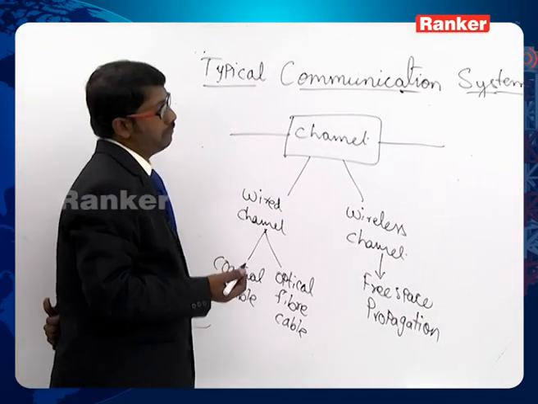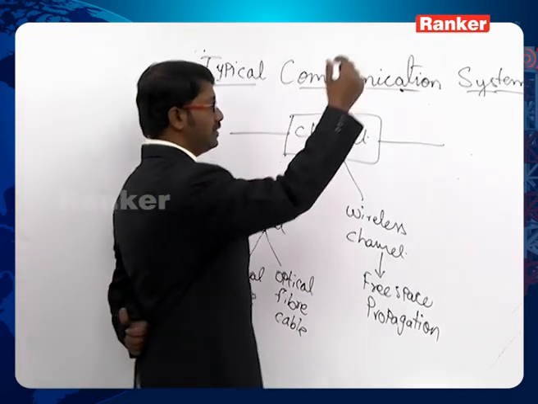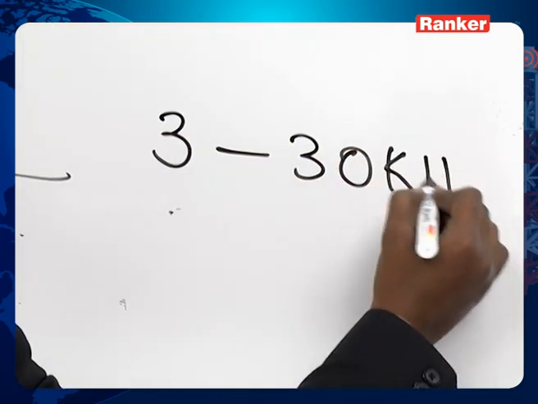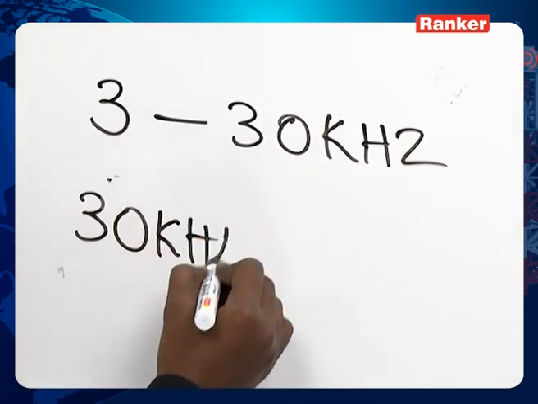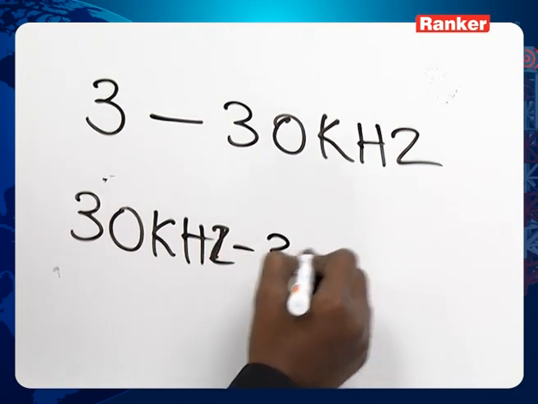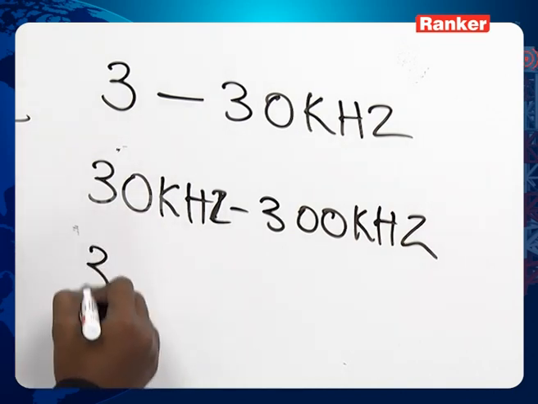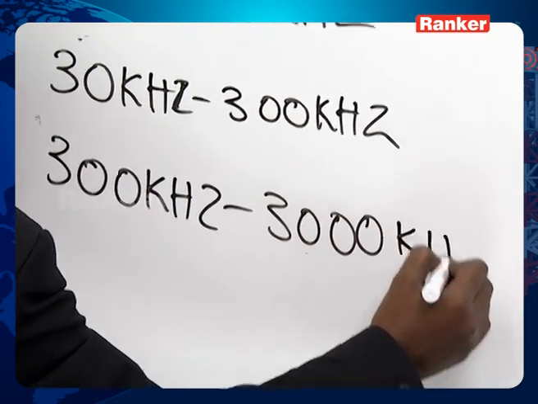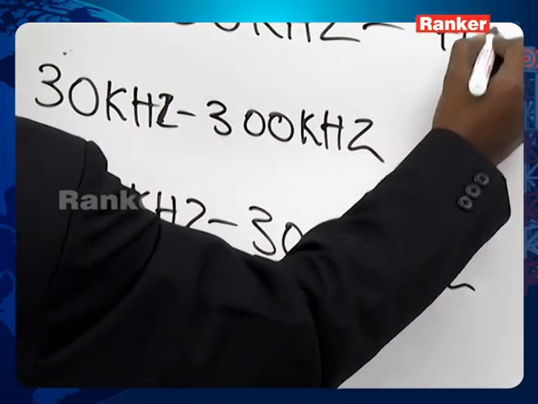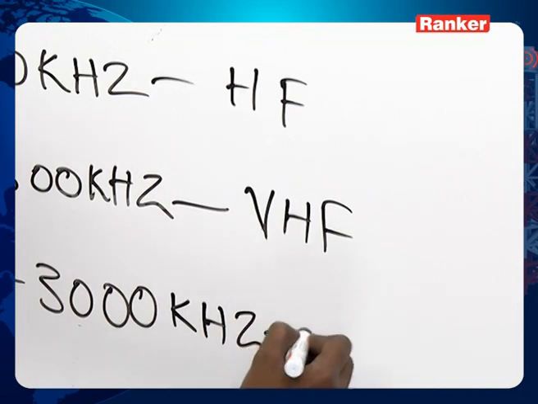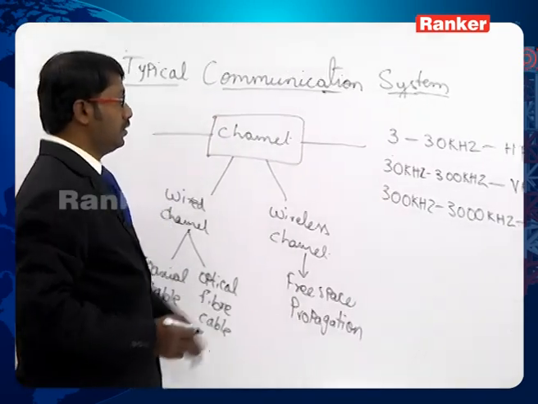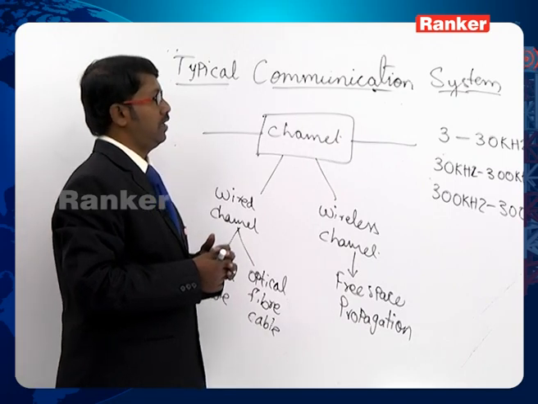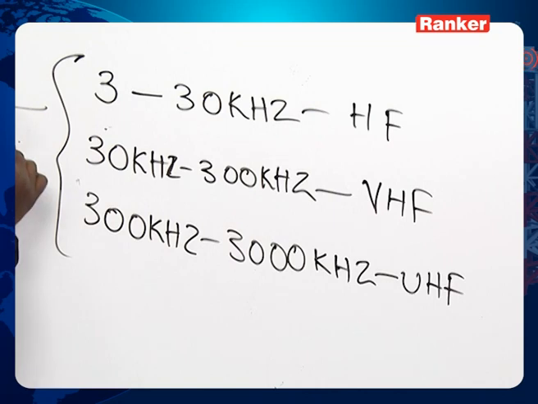Now when I come to the radio waves, especially the frequency range from 3 to 30 kilohertz, 30 to 300 kilohertz, 300 to 3000 kilohertz, this is typically called the high frequency range. This is called the VHF range, and this is called the UHF range. So typically we are talking about wireless communication in a free space medium, mainly about these three frequency bands, which are broadly called radio frequencies.